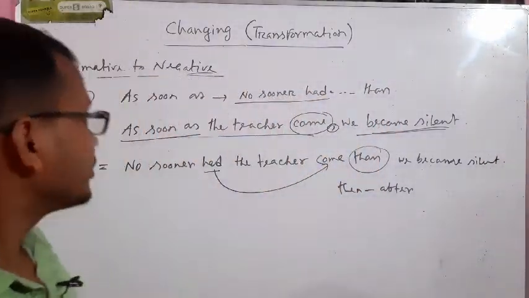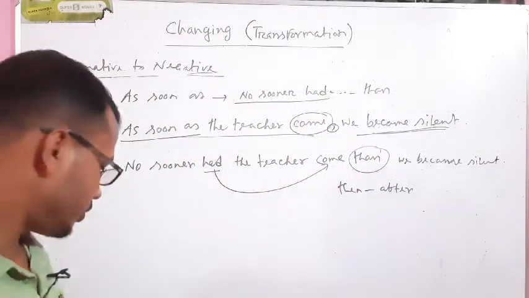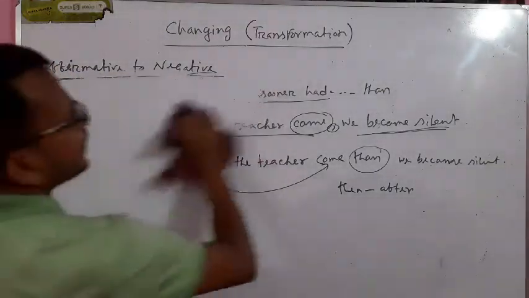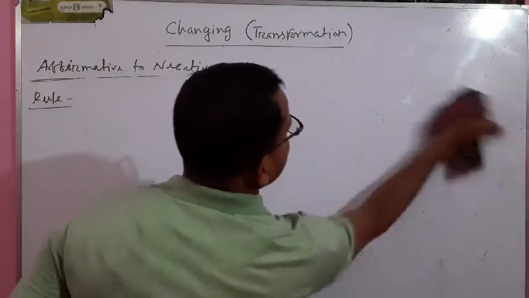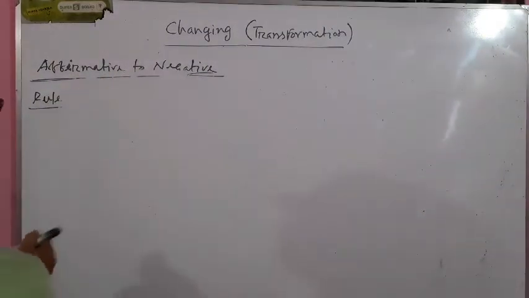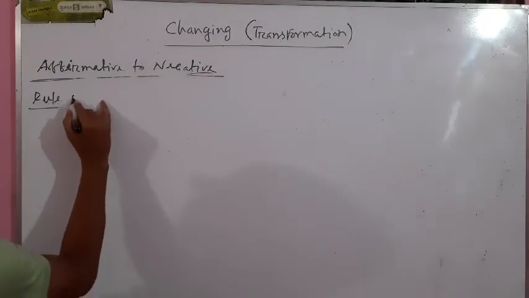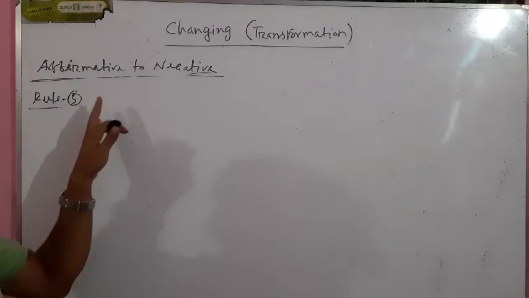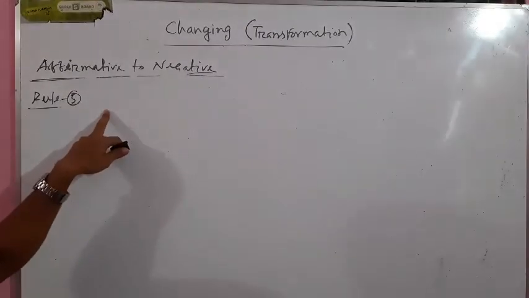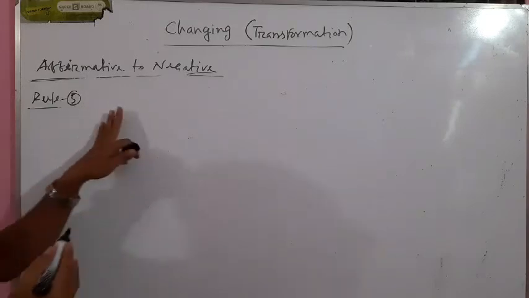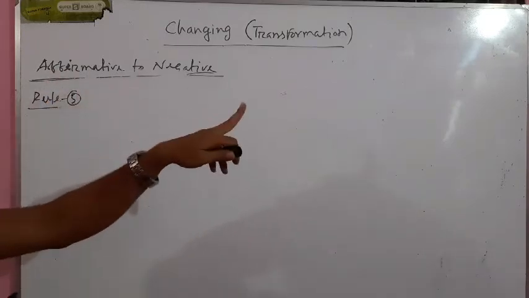Okay, this rule is very important. I think this rule is clear. Let's go to rule number 5. Rule 5. I want to show you another important rule, and this rule is a little bit larger than the previous ones. Okay, look at some sentences changing affirmative to negative.